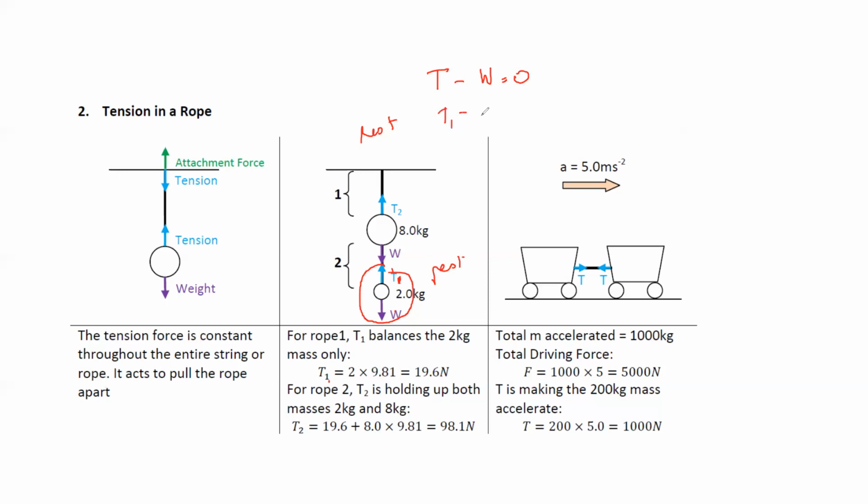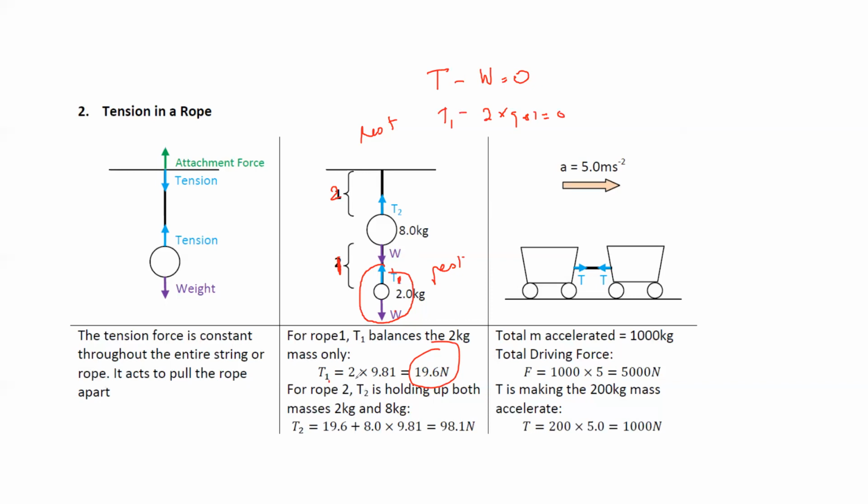So T1 minus weight, which is mg, is 0. Mass is 2 and gravity is 9.81. Basically this is 1 and this other one is 2. So this T1 will come out as 19.6.